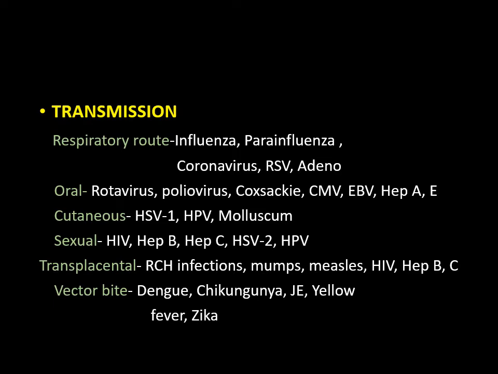Then there are certain viruses which are transmitted by the bite of a vector. Like dengue, that is by the bite of a mosquito. Chikungunya is also by mosquito. Different species of mosquito are there: Aedes mosquito for dengue and chikungunya, Culex for Japanese encephalitis, and then yellow fever and Zika. So the virus enters by the bite of a vector. So different routes are there.